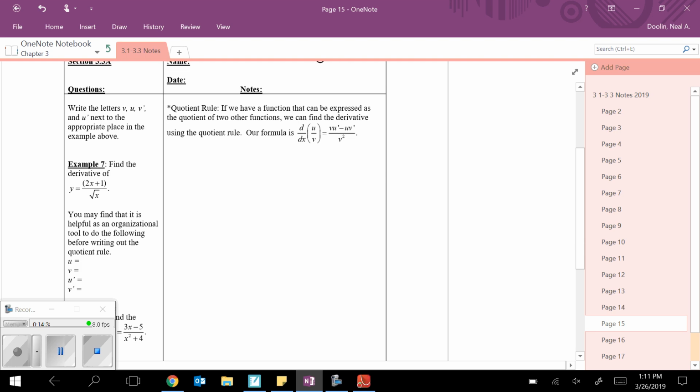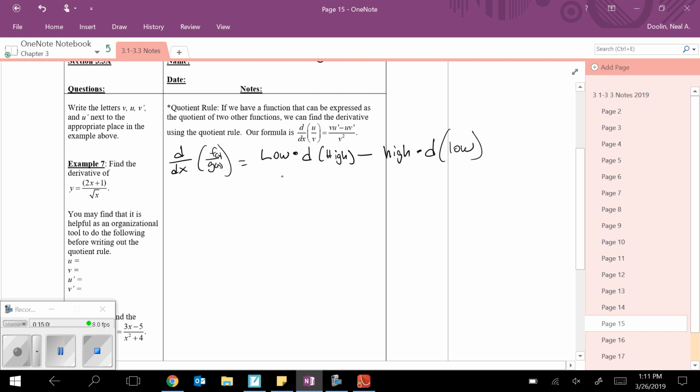When you need to take the derivative of some function divided by some other function, it just goes like this. Take the low function times the derivative of the high function, so the numerator, minus the high function, the numerator one, times the derivative, we can just say d, of the low one, strike a line, square the low one.